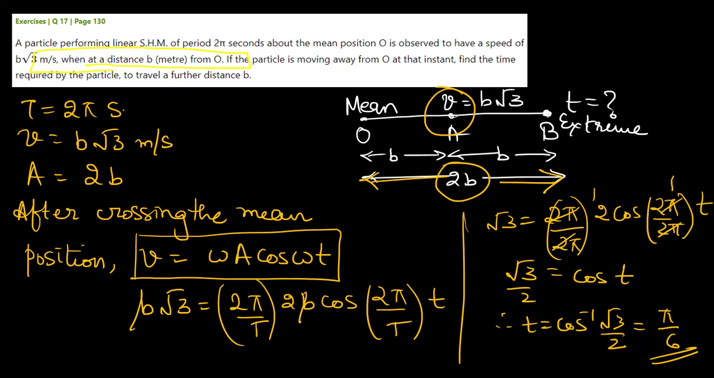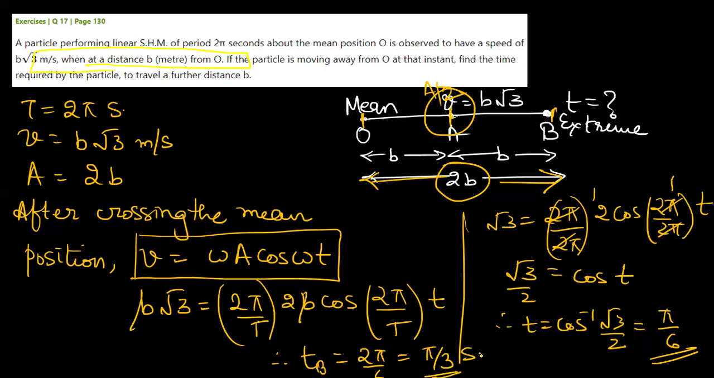Always students, please remember, whenever such type of question is asked, the time will be double of this time. Please remember, from mean to extreme position, this point A is half of the extreme position, right? This is A by 2. I can say this is half of amplitude, right? So going from O to half of amplitude, that is A, the time taken is pi by 6. Then going from A to B, it will be 2 times pi by 6. So time at B will be equal to 2 pi by 6, so 2 pi by 6 is pi by 3 seconds. So this will be our answer.